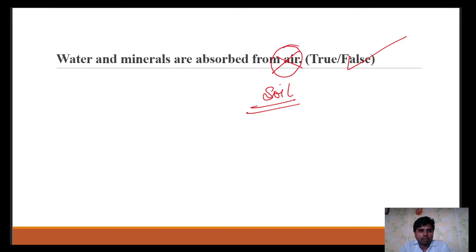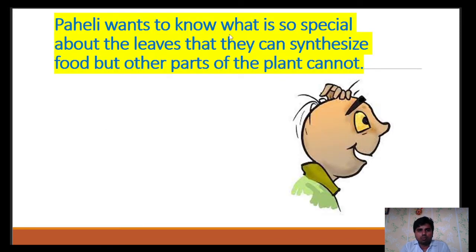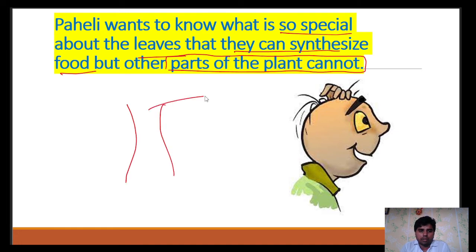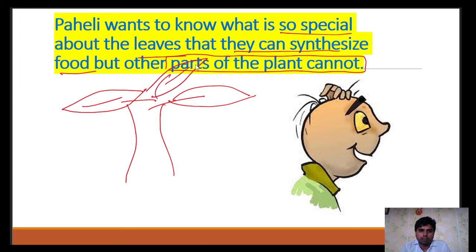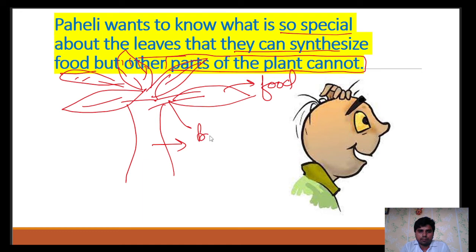Now moving forward, see, Paheli wants to know what is so special about the leaves that they can synthesize food, but other parts of the plant cannot. You must have one question in your mind: why only the leaf prepares the food? Why not other parts of the plant? Do you have any answer regarding this? Food is prepared in the leaf but not in the stem or branches.